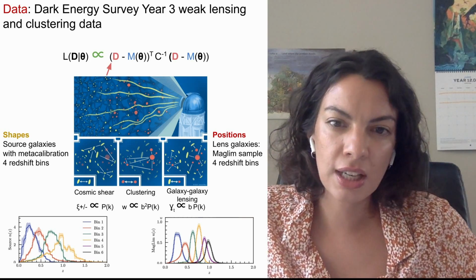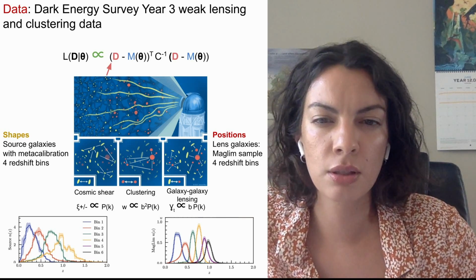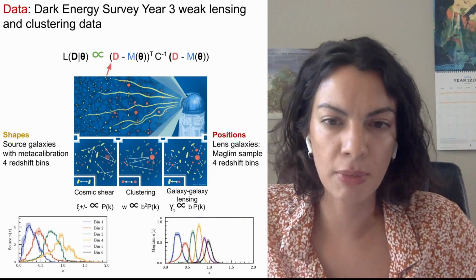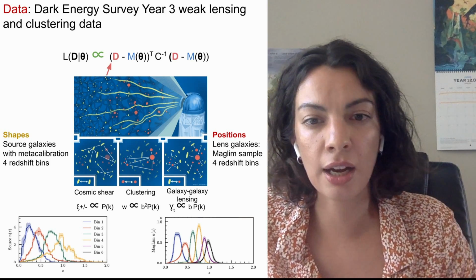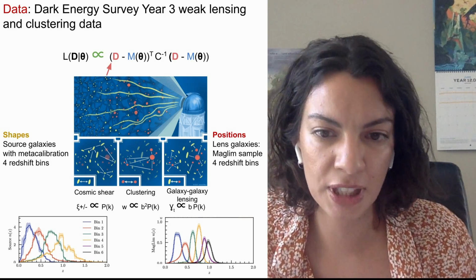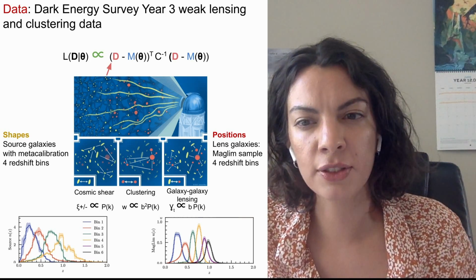So for the source galaxies, we used the Metacalibration algorithm, and the galaxies are in 4 different redshift bins, which are shown here in the bottom left.